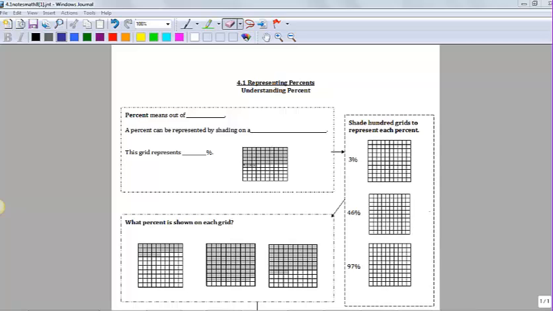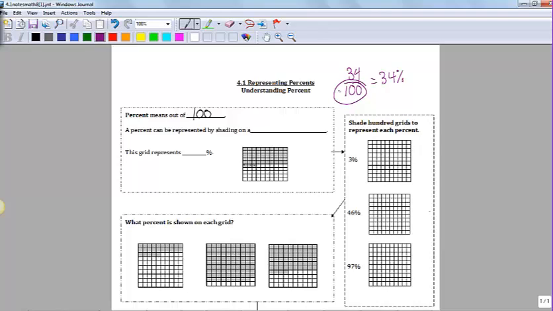So let's define what percent means. Percent means out of 100. So for example, if I had 100 students in grade 8, and 34 of them were wearing red one day, I would say that 34% of the students were wearing red. So all percents have a base unit of 100.